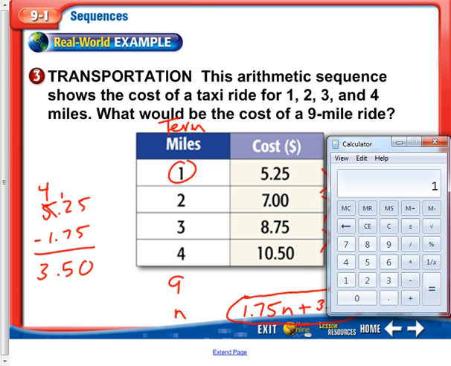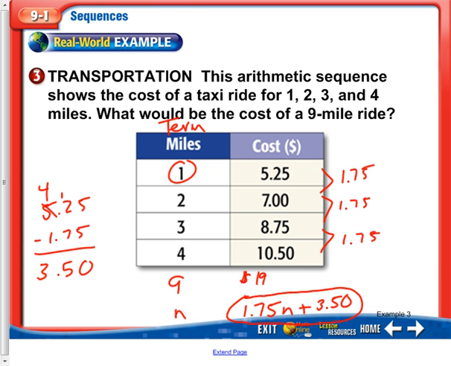If you want to, you could just go ahead and jump on your calculators for this. So we're going to take 1.75 times 9 plus 3.5, and that gives us $19.25 for our answer. So we'll just go ahead and write that in there. $19.25. All right, and so if you ride in the taxi for 9 miles, you're going to pay $19.25.